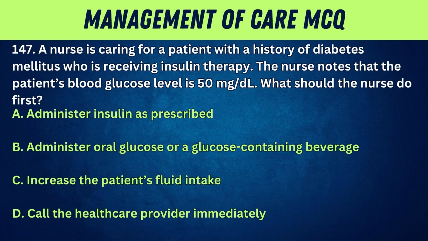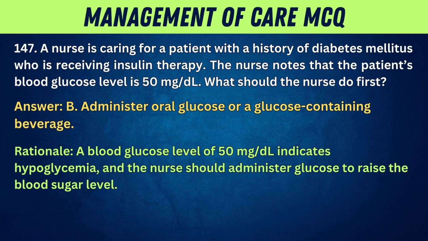147. A nurse is caring for a patient with a history of diabetes mellitus who is receiving insulin therapy. The nurse notes that the patient's blood glucose level is 50 milligrams per deciliter. What should the nurse do first? A. Administer insulin as prescribed. B. Administer oral glucose or a glucose-containing beverage. C. Increase the patient's fluid intake. D. Call the healthcare provider immediately. Answer: B. Administer oral glucose or a glucose-containing beverage. Rationale: a blood glucose level of 50 milligrams per deciliter indicates hypoglycemia, and the nurse should administer glucose to raise the blood sugar level.